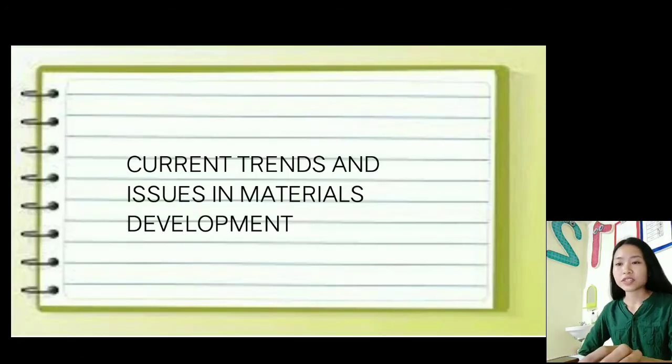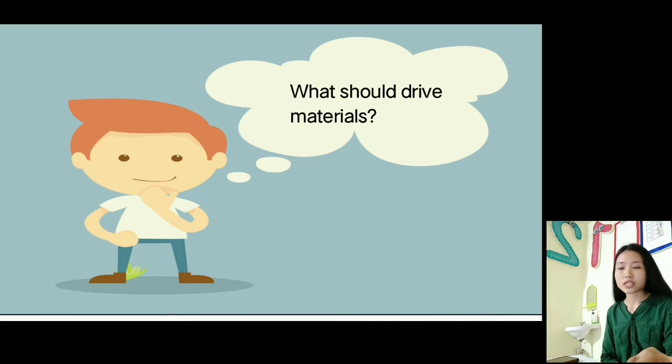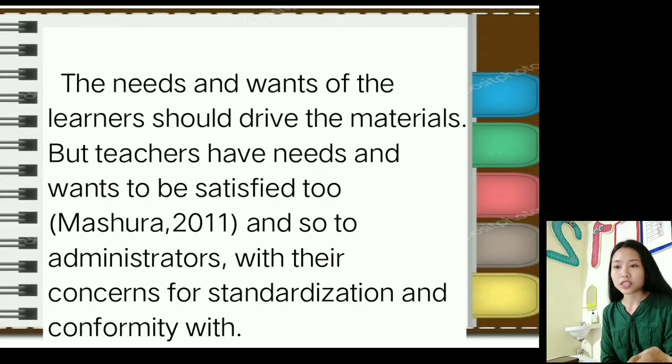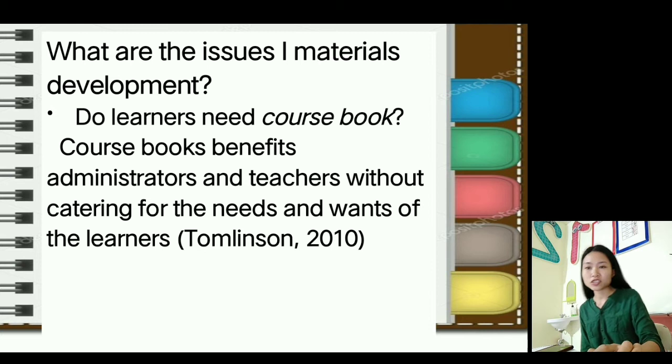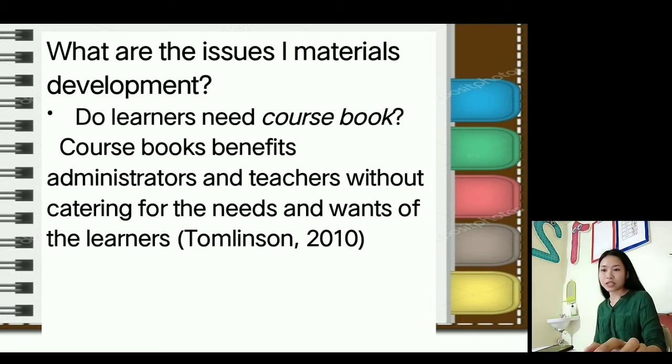Now let us talk about the current trends and issues in materials development. So what should drive materials? The needs and wants of the learners should drive the materials, but teachers have needs and wants to be satisfied too, according to Masuhara 2011. And so do administrators, with their concerns for standardization and conformity. Now let us talk about the issues in materials development.